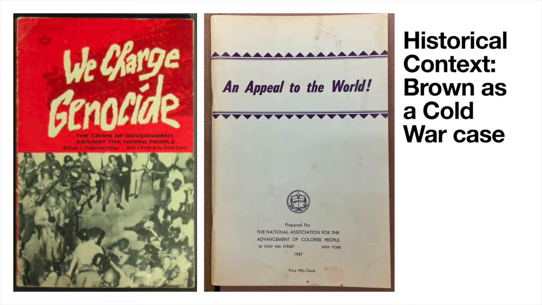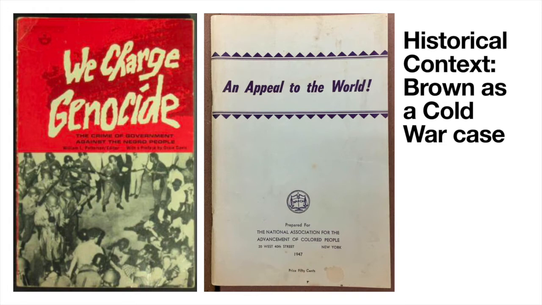So let's start with the historical context. Brown, as we read in the article by Dudziak, is a Cold War case. And for many people, this is new information. Because as Dudziak lays out, Brown is often considered separate, right? The civil rights movement is considered separate from the Cold War, that these are two parallel histories that are not intersecting, but that they are happening simultaneously. And yet they are deeply interwoven.